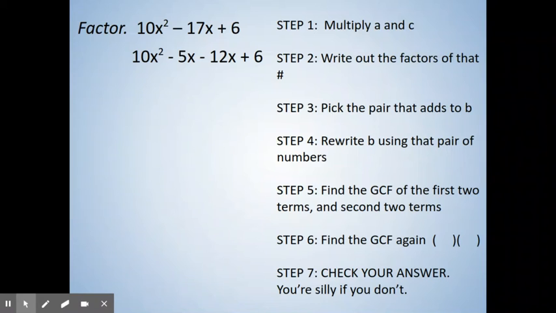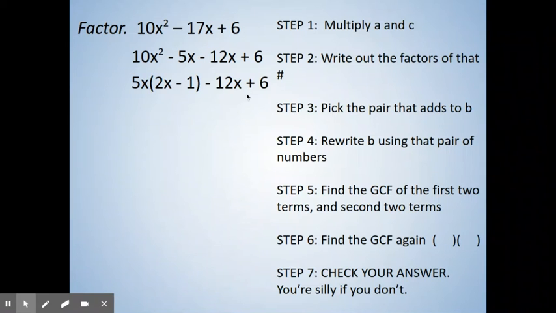I've rewritten my quadratic using 4 terms. What is going to come next? We want to use greatest common factor to factor the first 2 terms, and then greatest common factor to factor those second 2 terms. For my first 2 terms, what is that greatest common factor going to be? Well, the greatest common factor of 10 and 5 is 5. They both have x's, so it's going to be 5x, and I would need to multiply that by 2x and by minus 1 to get this right here.